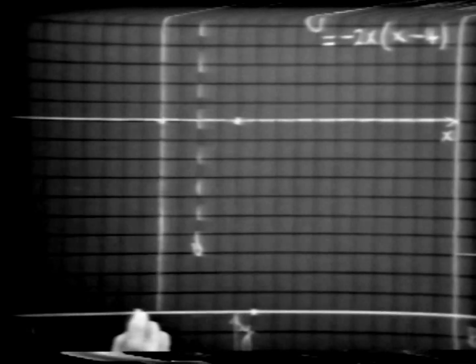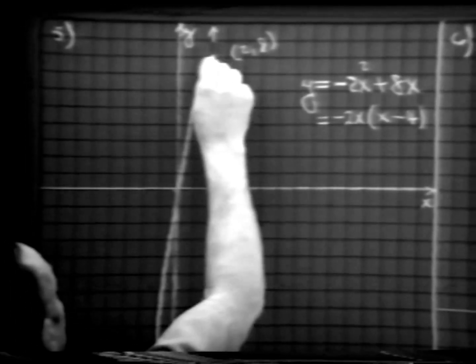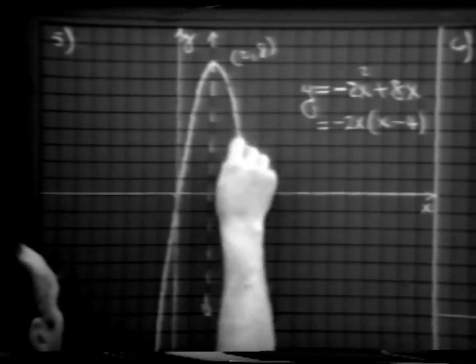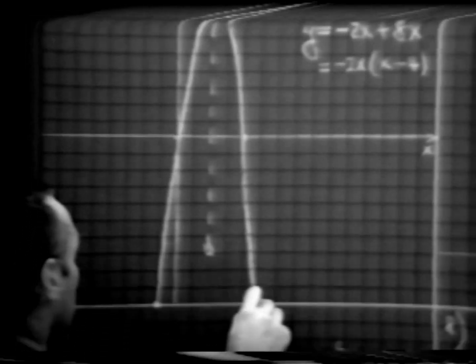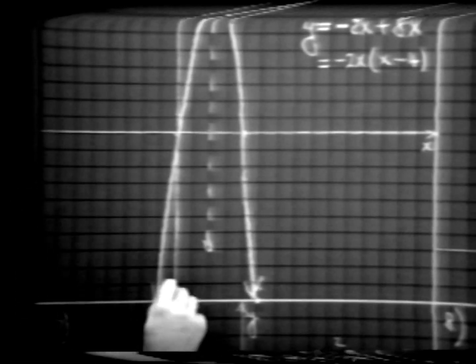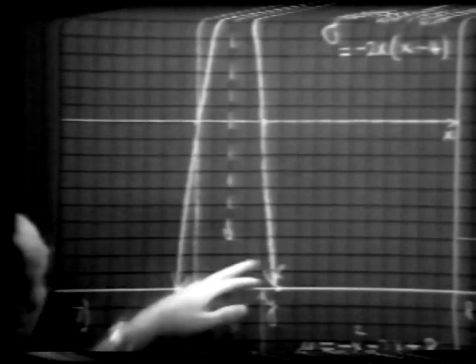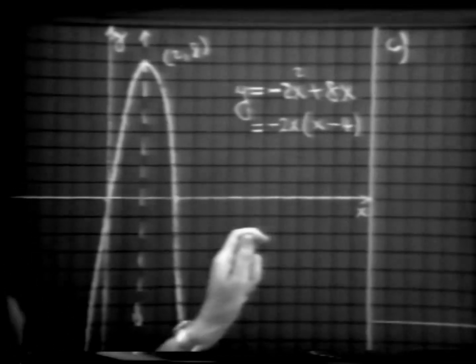And notice our graph is rather tall and narrow because of what number? Because of the number 2. And in fact, it is going to be opening downward because of what? Because it is negative. Okay?